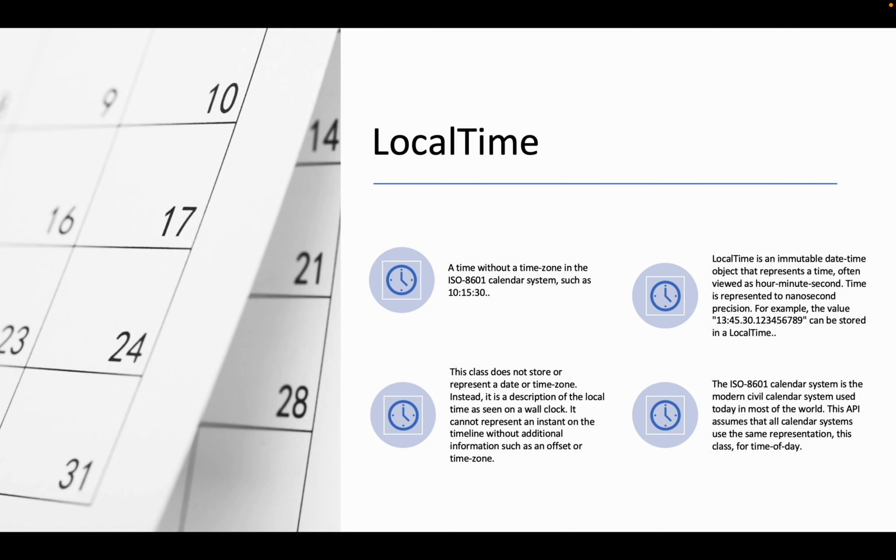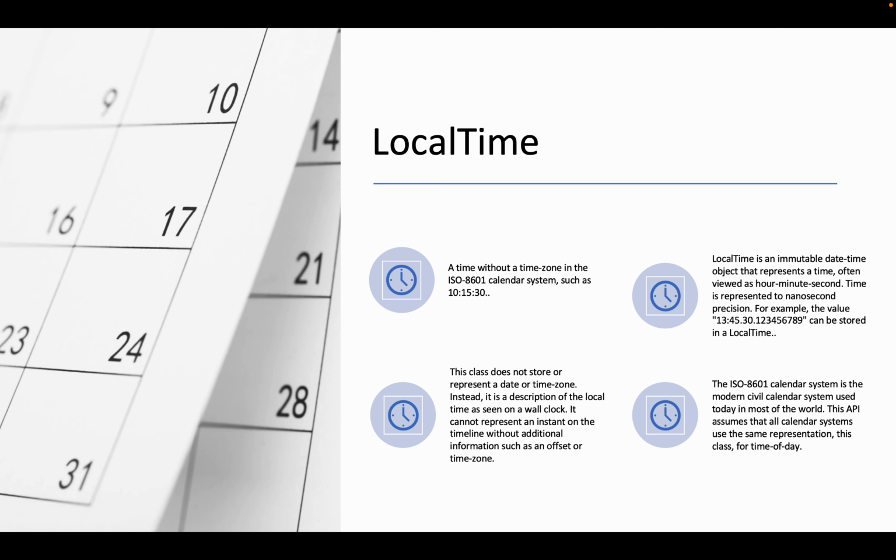Then we also have LocalTime, which is a time without a time zone in the ISO 8601 calendar. And as with LocalDate, LocalTime is immutable and represents time, often viewed as hour, minute, and second. And then time is represented to nanosecond precision.